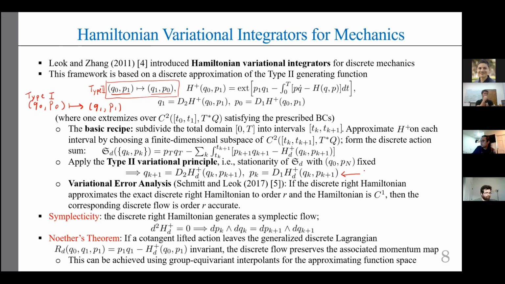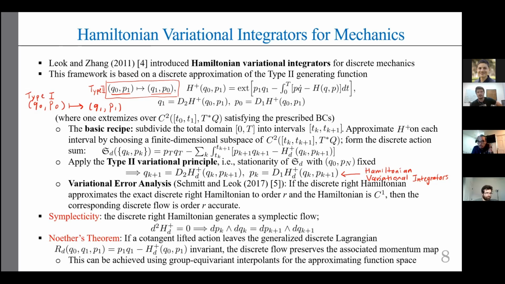So these two equations here are what are known as Hamiltonian variational integrators. And this was actually vetted pretty recently. It was 2011 by Leok and Zhang. So even Hamiltonian variational integrators for mechanics is still in its relative infancy, whereas the theory of symplectic integrators is much older, but specifically how to approach it variationally is a lot newer.